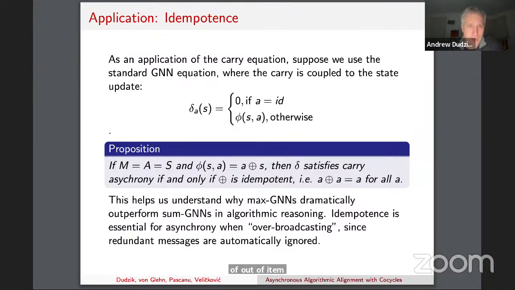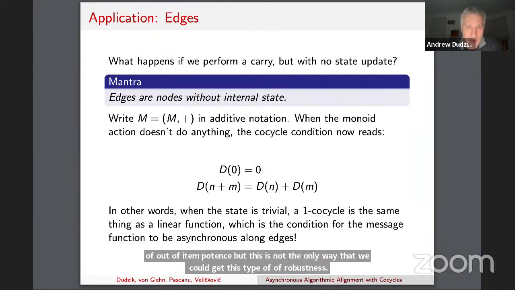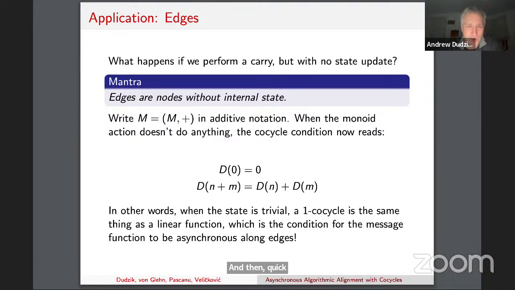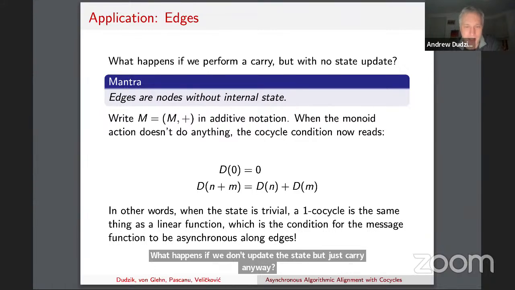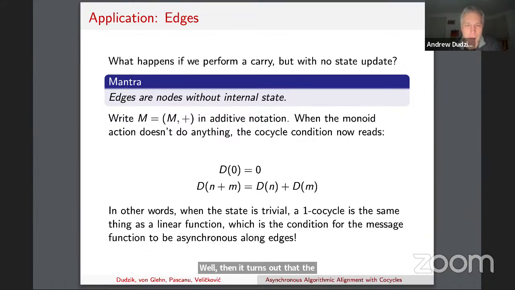And then a quick other application I wanted to mention is, what happens if we don't update the state, but just carry anyway? Well, then it turns out that the cocycle condition just simplifies to the condition of being a linear map.